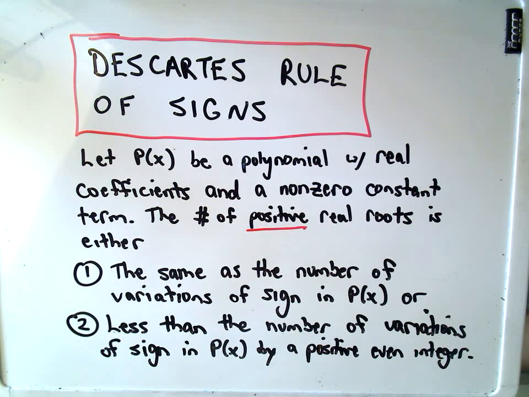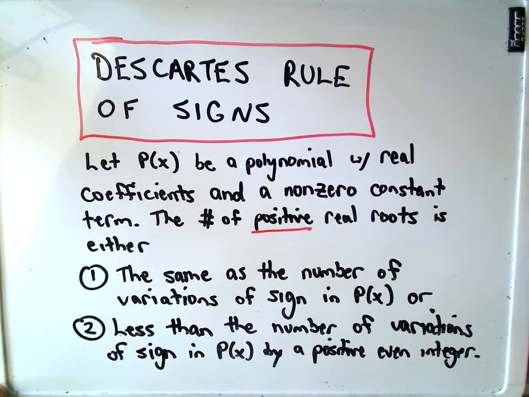Okay, in this video I'm going to talk about what's called Descartes' Rule of Signs. Usually you see this in an algebra class. It has to do with one of the big questions in general: if you have an equation and you set it equal to 0, what are the solutions? That's a hard question to answer in general.